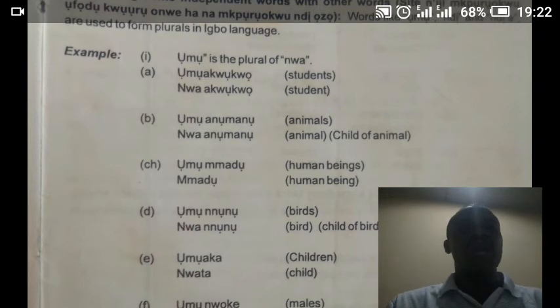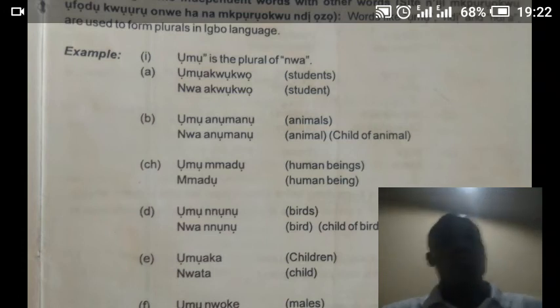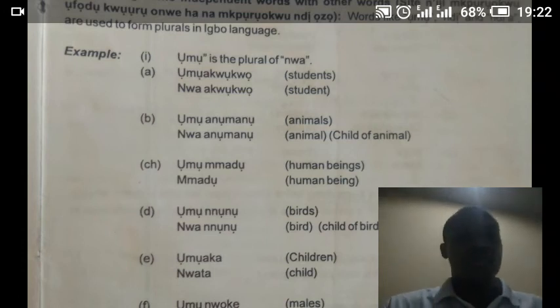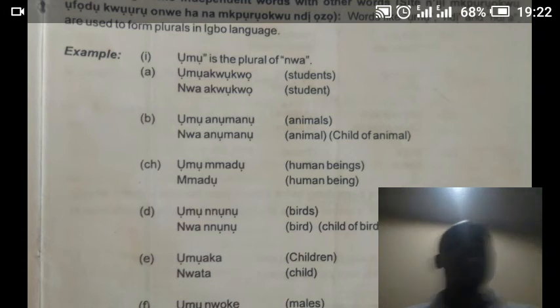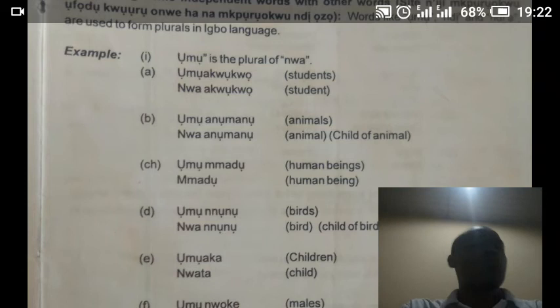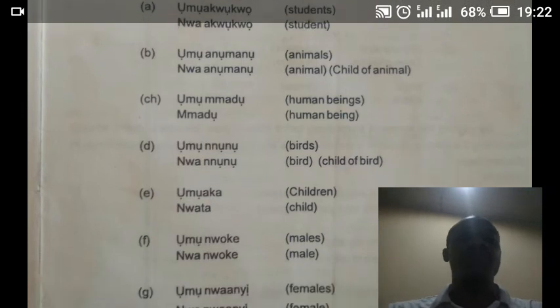Ụmụ is the plural of nwa. Yes, that's true. Ụmụ is the plural of what? Nwa. Alright. We have ụmụ akwụkwọ, which means what? Students. Nwa akwụkwọ, which means what? Ụmụ akwụkwọ means students. That is plural. Why? Nwa akwụkwọ means student, which is a singular person.